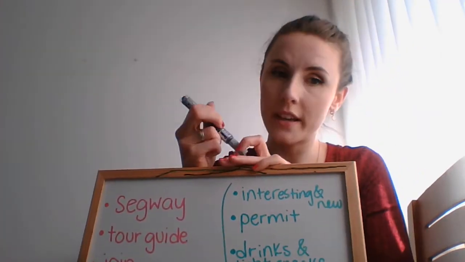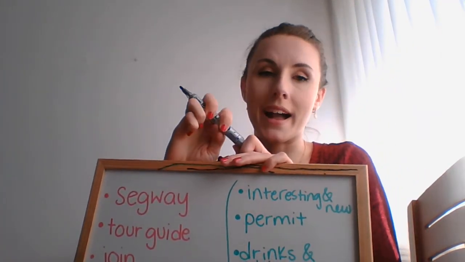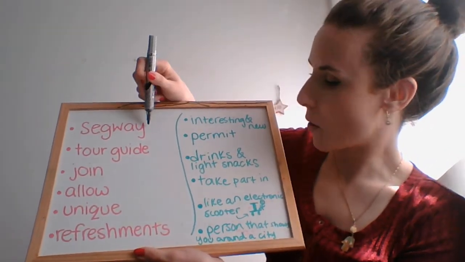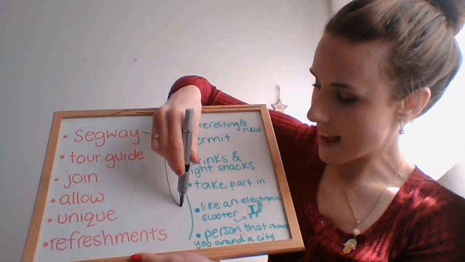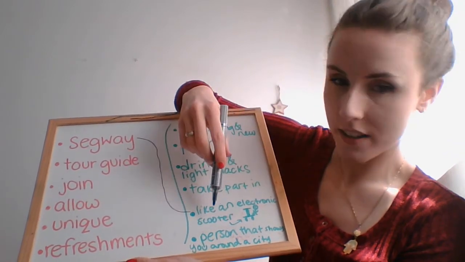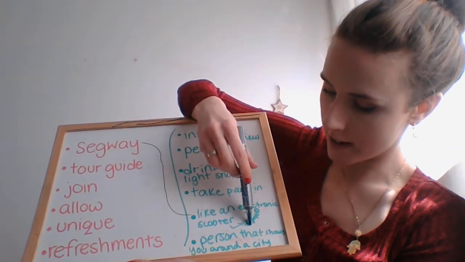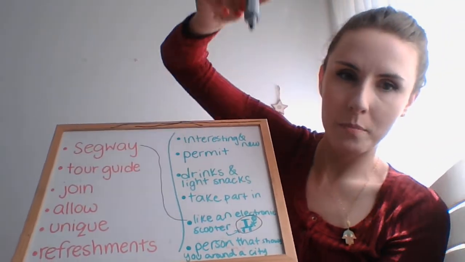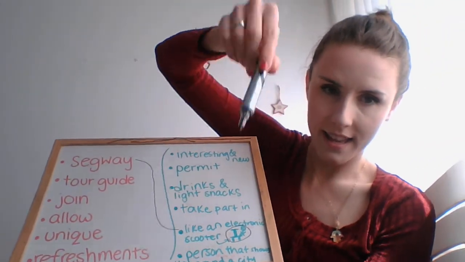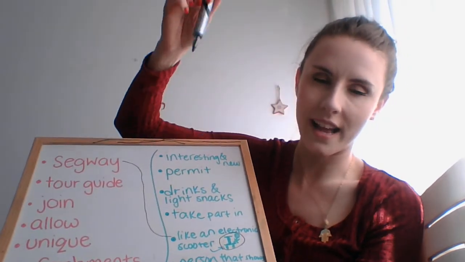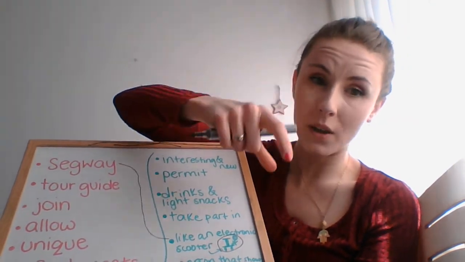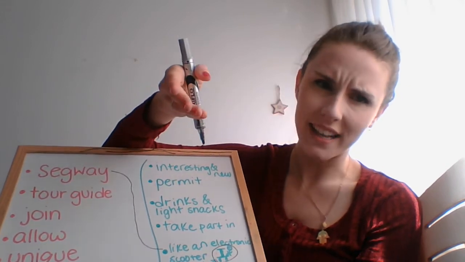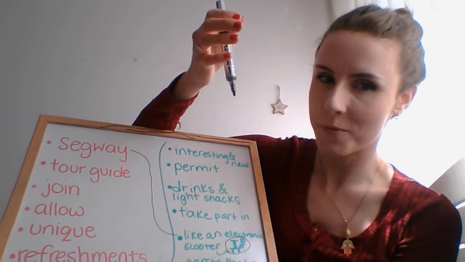Okay, so now that you're back, we are going to match the words to their definitions. So, a segue is like an electronic scooter. Do you like my drawing? I know it's not very clear, but it's like a scooter, but instead of being this way, it's this way. And you stand up and there are two big wheels on each side, and it's really funny actually. Have you ever tried this? I've never tried it, but I've always wanted to.